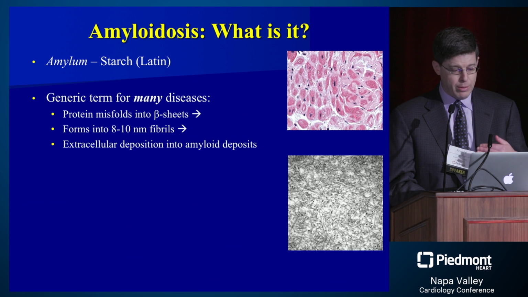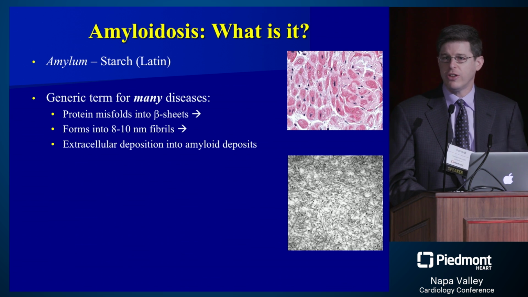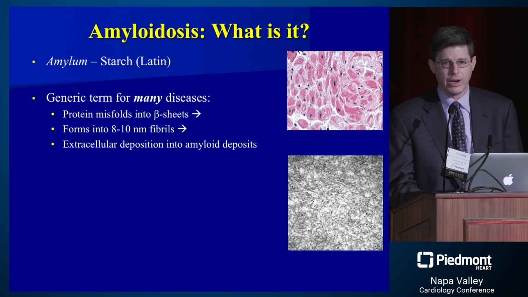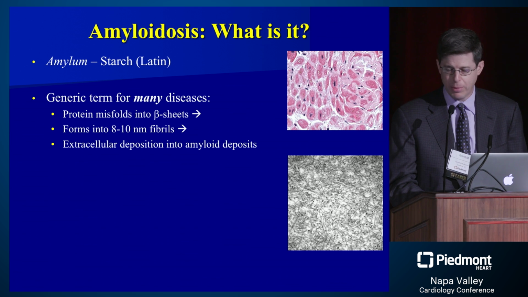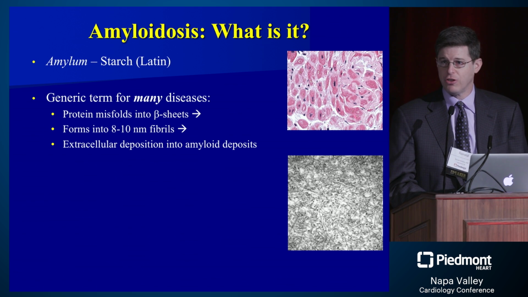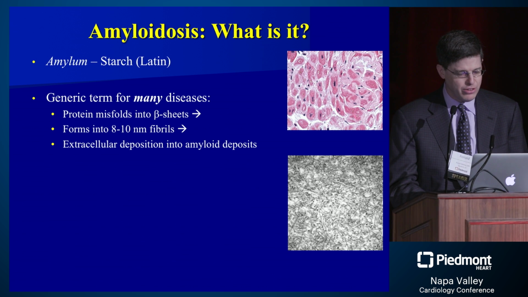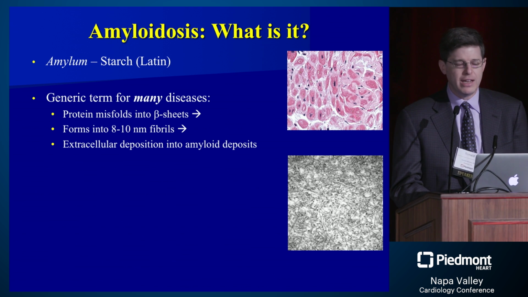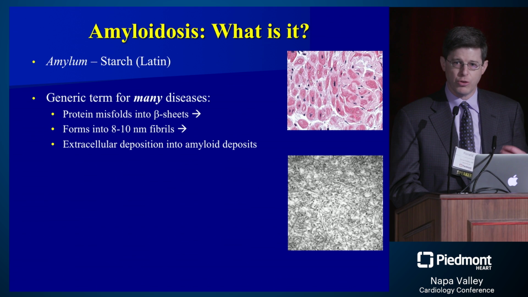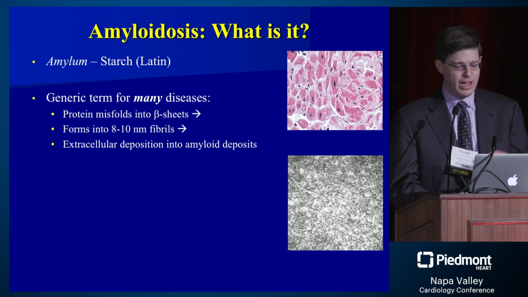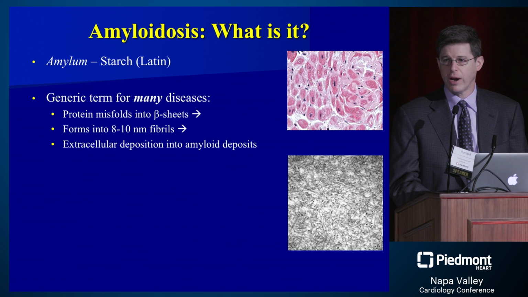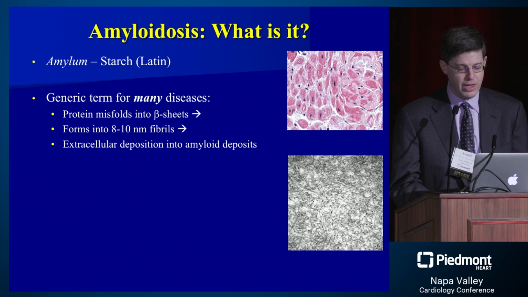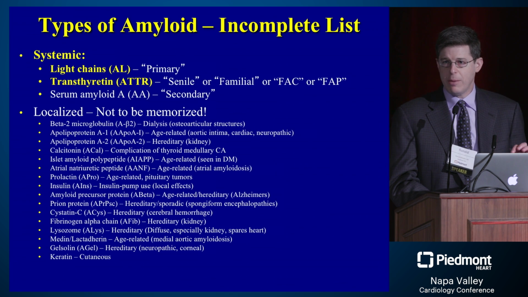So with amyloidosis, I think it's always good to start at the basics. What is it? The term comes from the Latin word amylum, which means starch, because the deposits were felt by early pathologists to look starch-like, even though they are not. It's a generic term for many diseases. What they have in common is that there is a protein that is misfolding, stacking onto one another to form these 8 to 10 nanometer fibrils that you can see on the lower right in the electron microscopy images, and it deposits extracellularly. What determines the type of amyloid you have is what is the protein that's depositing.